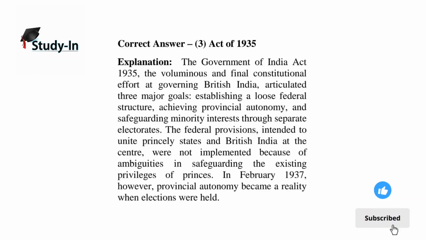The Government of India Act 1935, the voluminous and final constitutional effort at governing British India, articulated three major goals: establishing a loose federal structure, achieving provincial autonomy, and safeguarding minority interests through separate electorates. The federal provision intended to unite princely states and British India at the center were not implemented because of ambiguities in safeguarding the existing privilege of princes. In February 1937, however, provincial autonomy became a reality when elections were held.